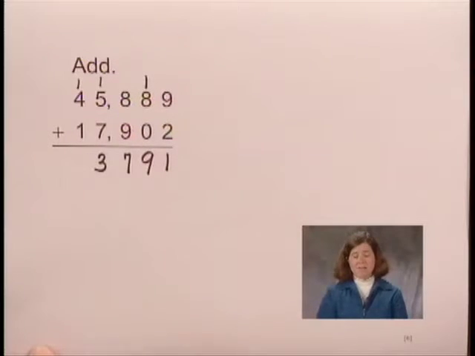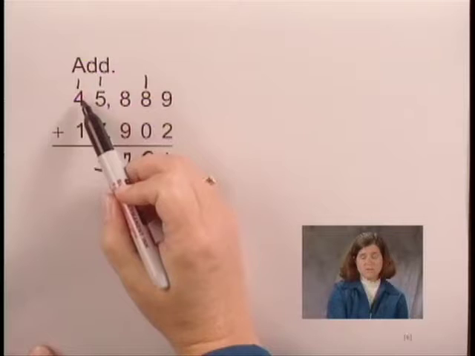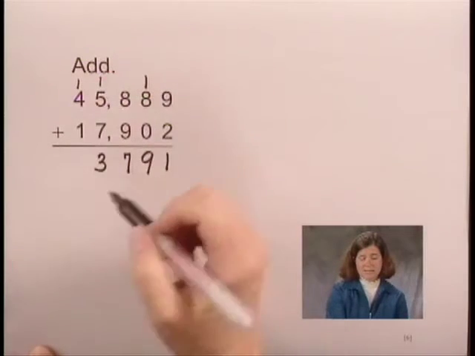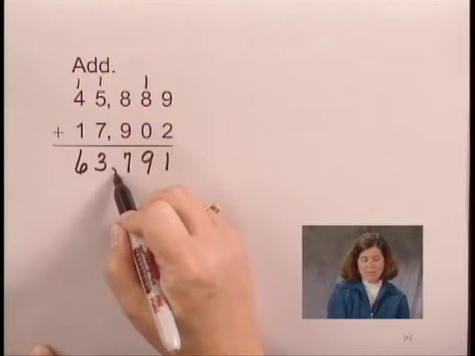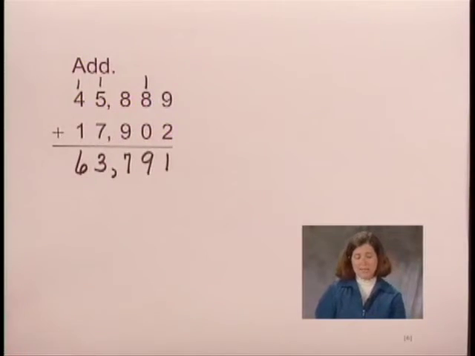And finally, we add the 10,000s. 1 plus 4 is 5, plus 1 is 6, which gives us 6 10,000s. We put a comma to separate the periods, and the sum is 63,791.